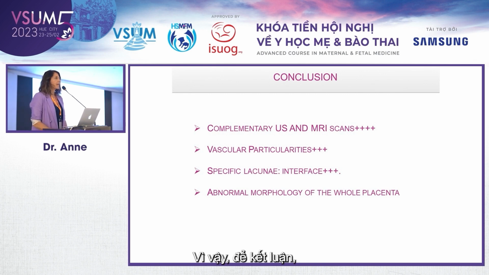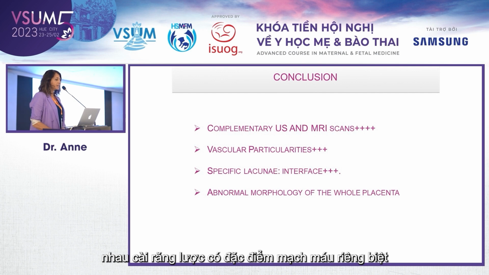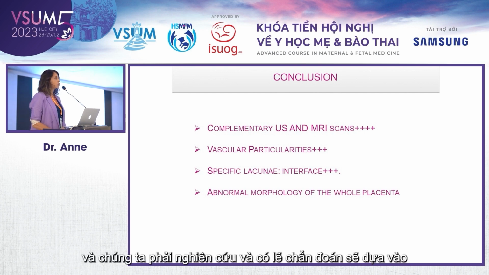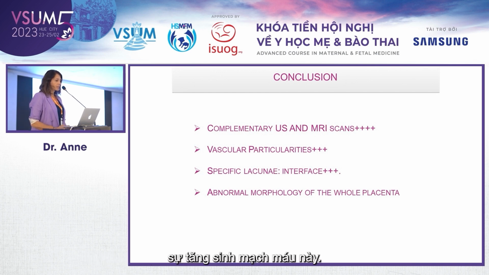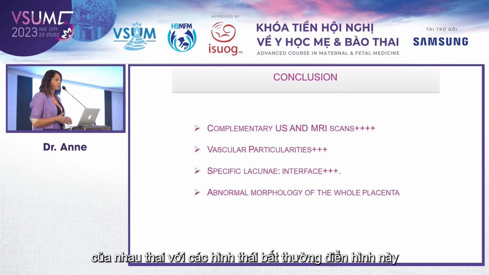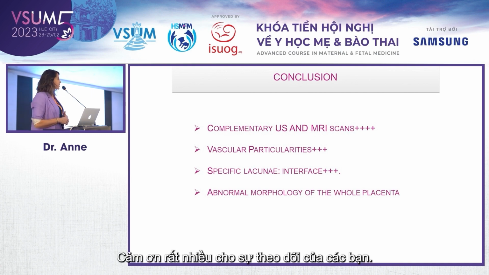So to conclude, you can see that there is a complementarity between ultrasound and MRI. Placenta accreta has these vascular particularities, and we have to study them, and probably the diagnosis will rely on this particular vascularity. It is very important to have this notion of specific lacuna interface. And when you study the placenta, look at the whole aspect of the placenta with this typical abnormal morphology. So thank you very much for your attention.